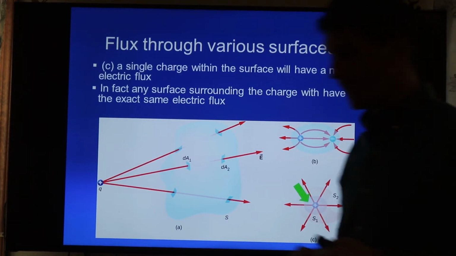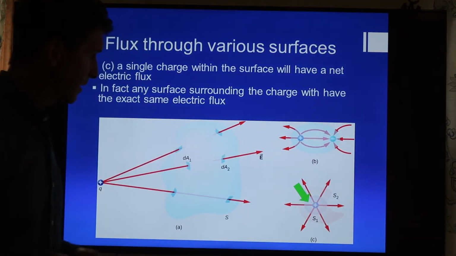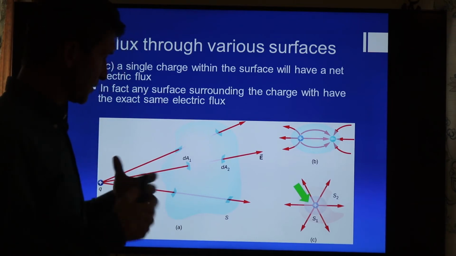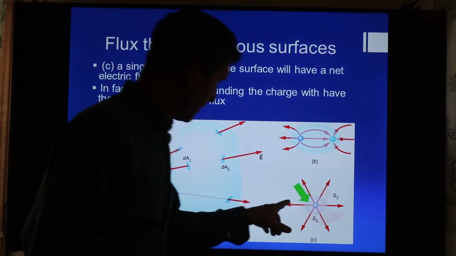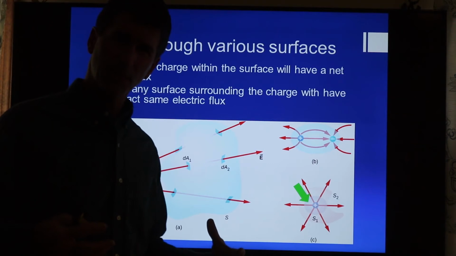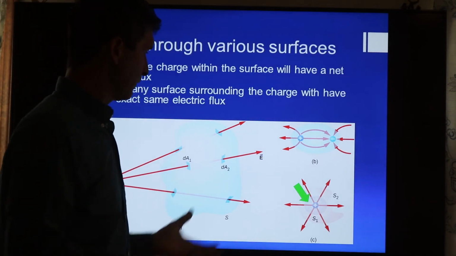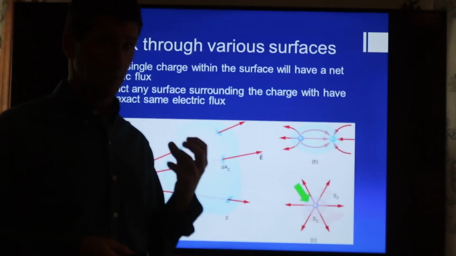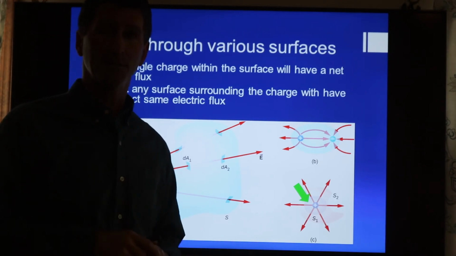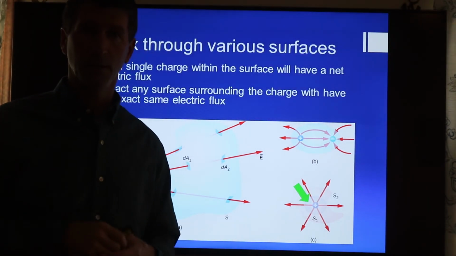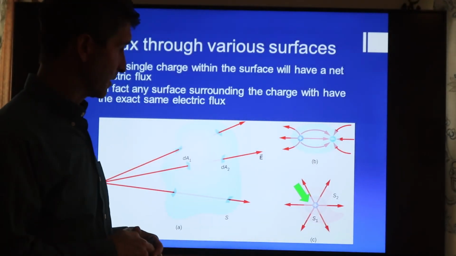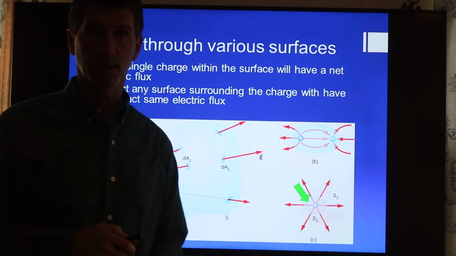Finally, we have our case where we have different surfaces, S1 and S2. S1 is a smaller surface, S2 is a larger surface. Both of them enclose a single positive charge. Thus, the net electric flux is going to be positive. Regardless of how big that surface is, that surface is going to have the same number of electric field lines leaving it, and therefore the total electric flux is going to be the same for the small surface and the large surface, because by Gauss's law, the total electric flux is proportional to the amount of charge enclosed. Both surfaces enclose the same amount of charge.